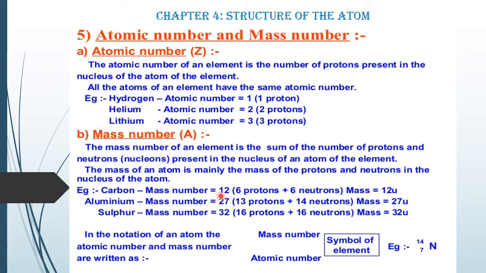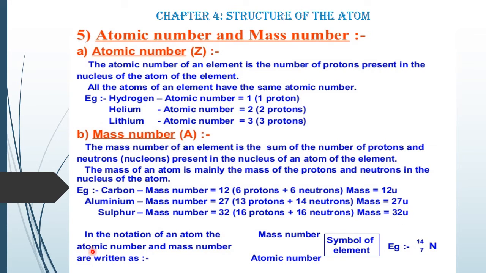Carbon atomic mass 12. 6 protons and 6 neutrons, and it is written as 12 u. Atomic mass unit, AMU or u. Aluminium mass number 27. 13 protons and 14 neutrons, and the atomic mass is 27 AMU or u. Sulfur mass number 32, 16 protons and 16 neutrons, so the mass is 32 AMU.